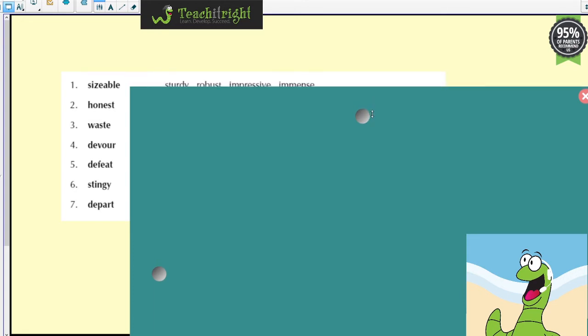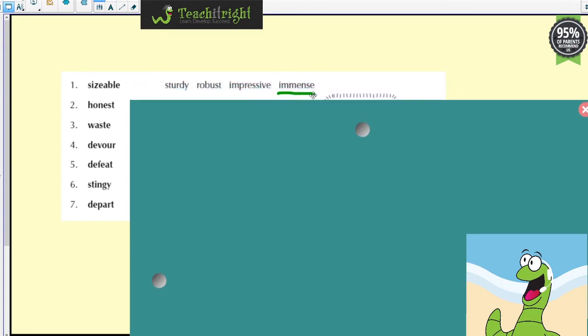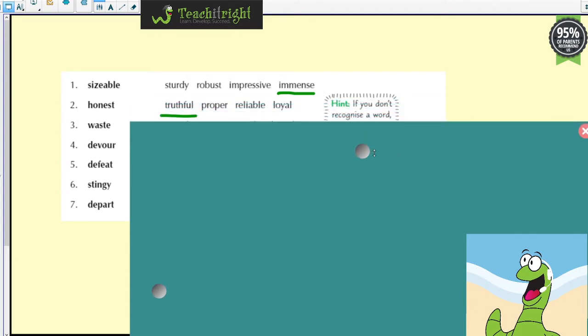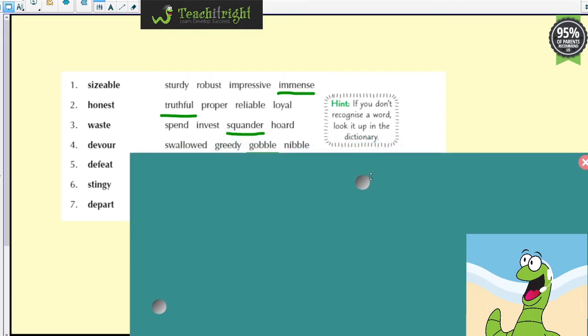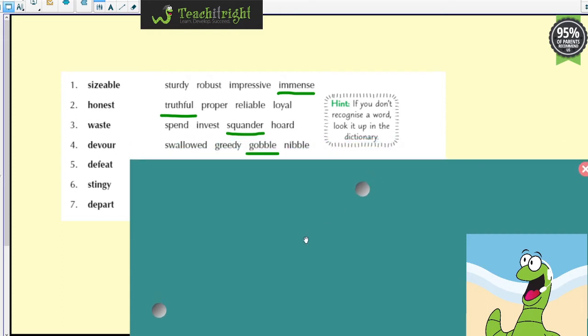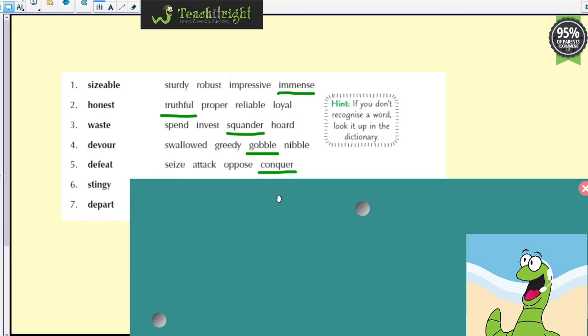So, sizable means immense. It's another way of saying large. Honest means truthful. You tell the truth, you are honest. To waste something is to squander it. Number 4, to devour something is to gobble, to eat it up. It's a very greedy way of eating, but to gobble up, stuff your face. Defeat, conquer. You defeat your enemies, you conquer them, you win, you take them over.